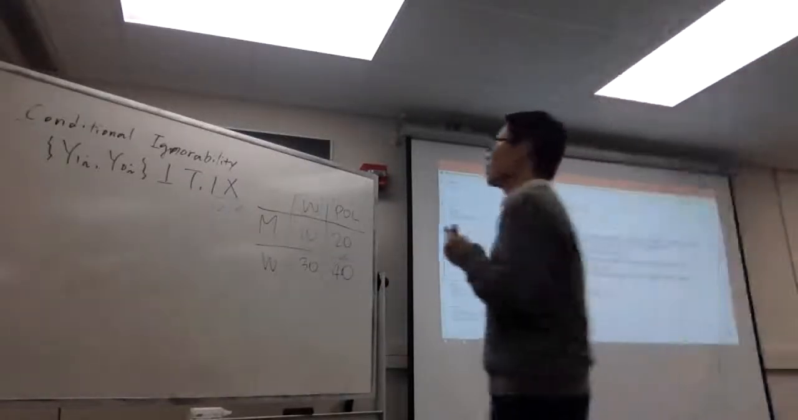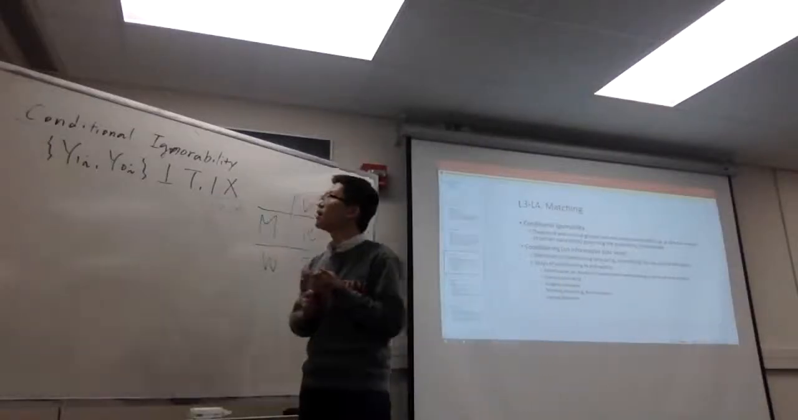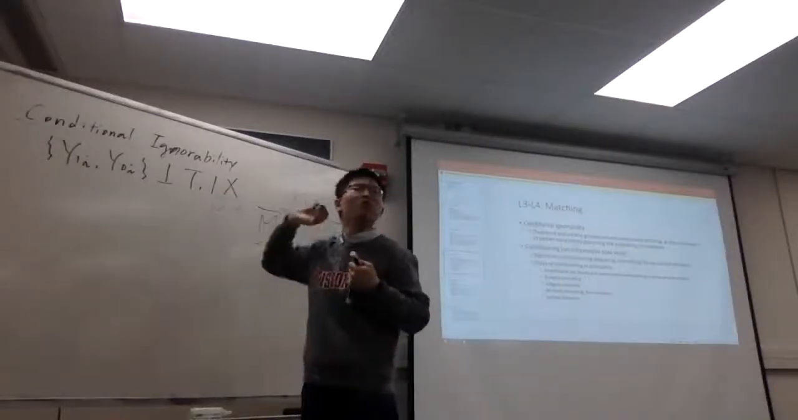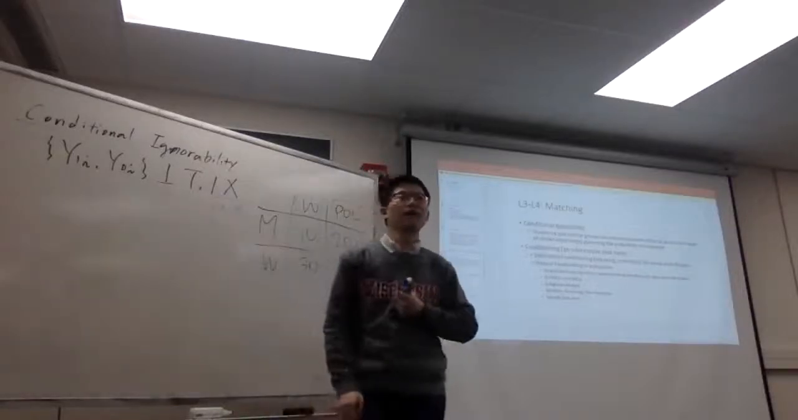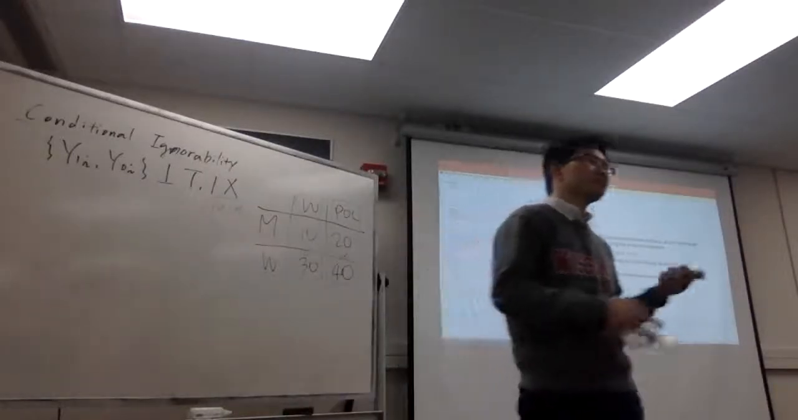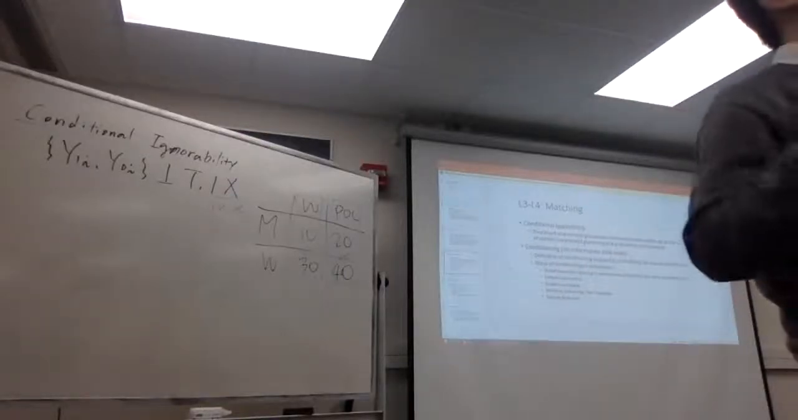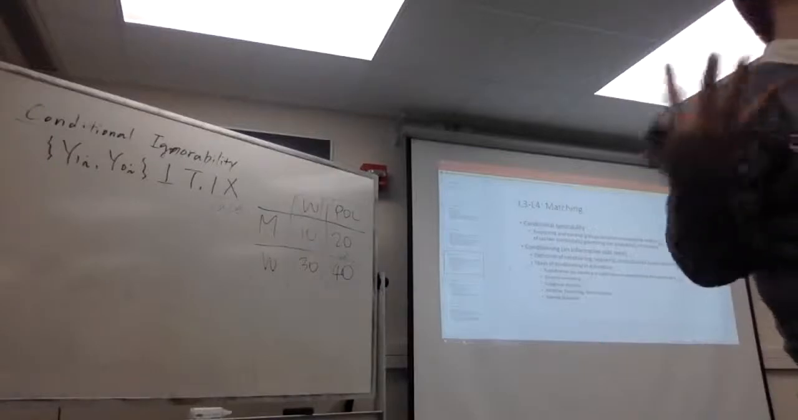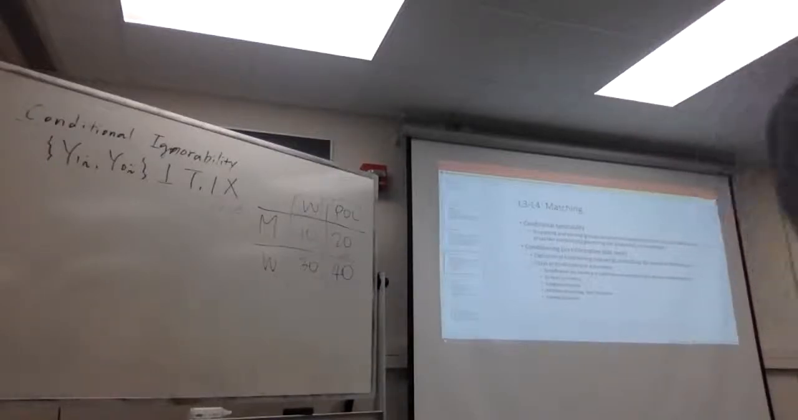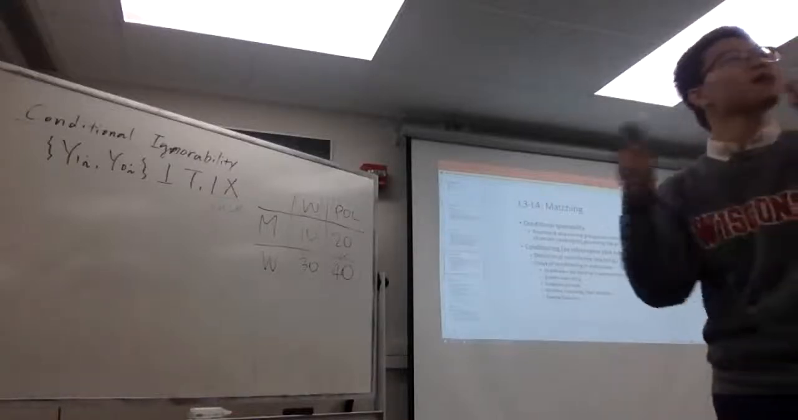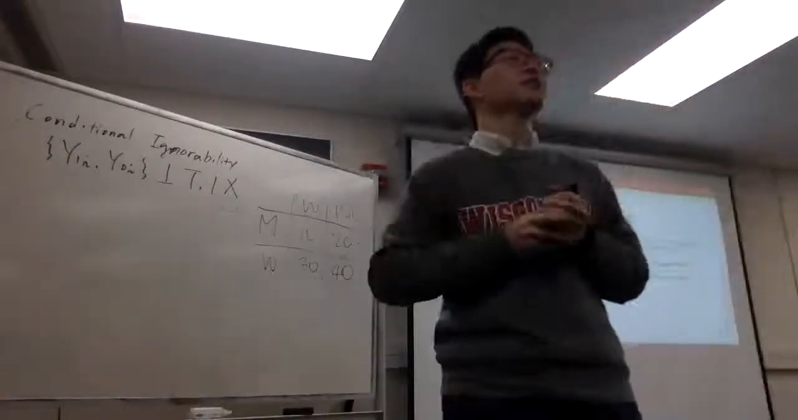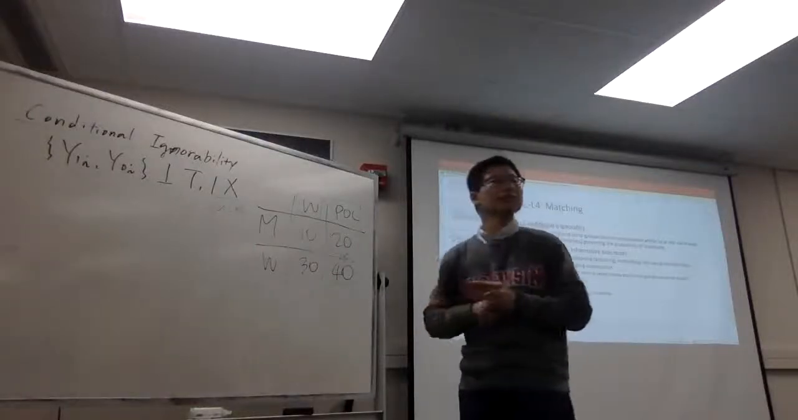So conditional ignorability is the state you want to achieve, basically. And then you are assuming what kind of covariates would be relevant to be conditioned on. Obviously, this can be different from how society actually works, right? So you're making an assumption that these are the covariates that are relevant to be conditioned on.